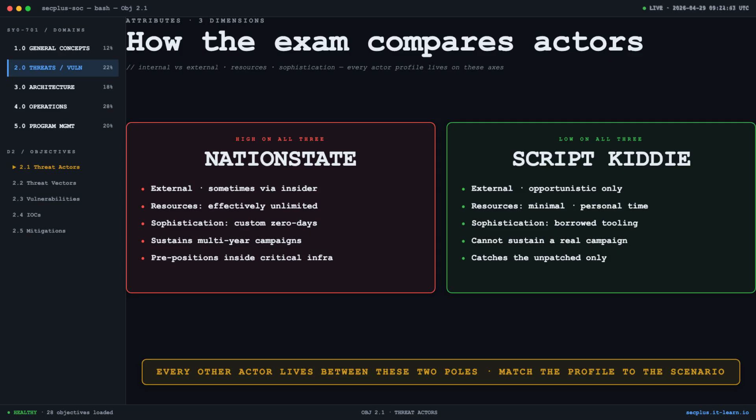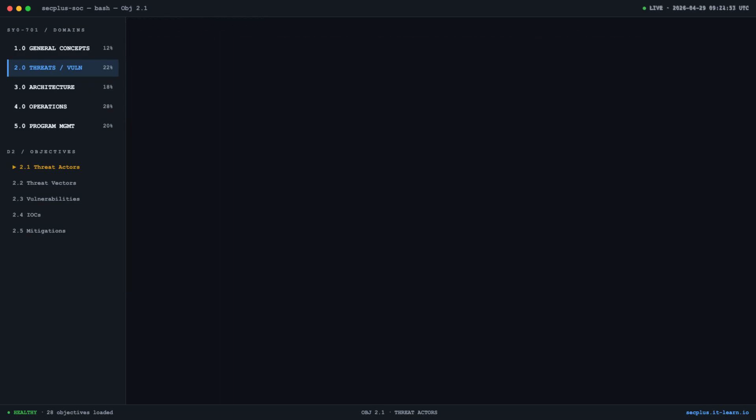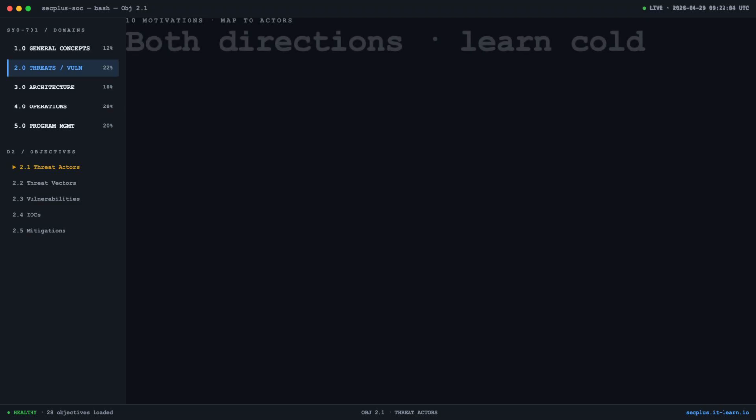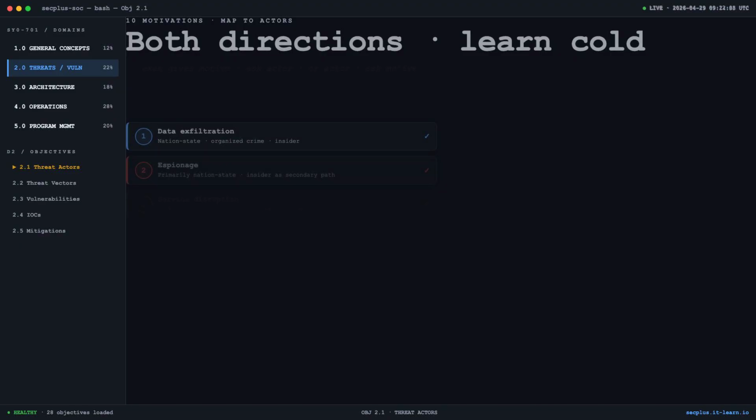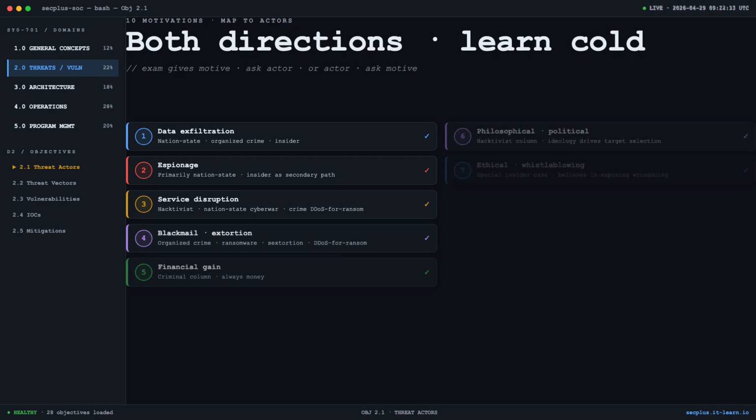Now motivations. CompTIA lists about 10 of these, and you need to map each one back to actors. Data exfiltration, that is nation-states, organized crime, insiders. Espionage is primarily nation-state, with insiders as a secondary path. Service disruption is hacktivists, nation-states for cyber warfare scenarios, and organized crime when they use DDoS for extortion. Blackmail and extortion is organized crime. Ransomware, sextortion, DDoS-for-ransom. Financial gain is the criminal column.